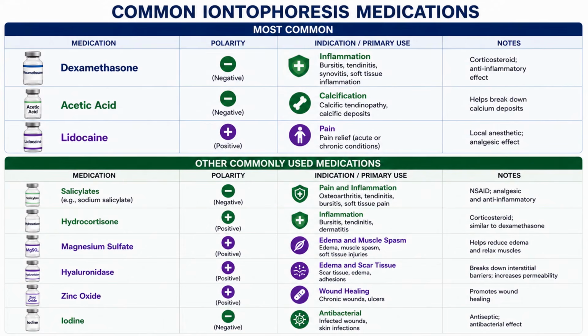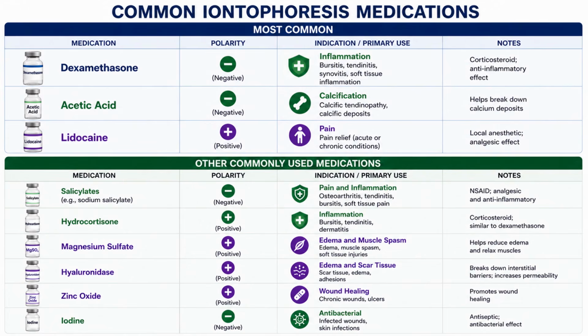Several other medications may also be used depending on the clinical presentation. Examples include salicylates for pain and inflammation, hydrocortisone for inflammation, magnesium sulfate for edema and muscle spasm, hyaluronidase for scar tissue and edema, zinc oxide for wound healing, and iodine for antibacterial treatment.